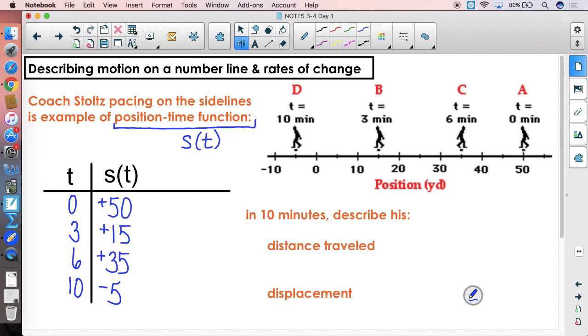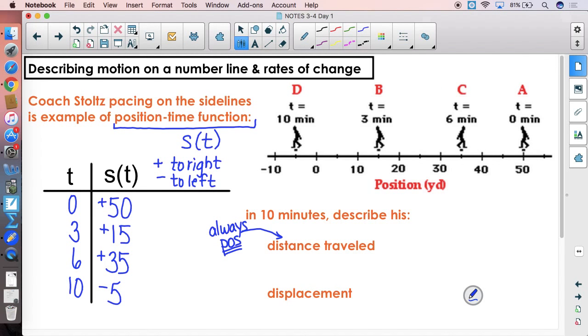The only reason I put those on there is so that we can really think about direction. Okay, so position, positive is to the right, negative is to the left of whatever 0 we've established, whatever center marking we're referring to. So in 10 minutes, if we had to describe his distance traveled, distance is never negative. So distance is always positive, regardless of the direction that you go.